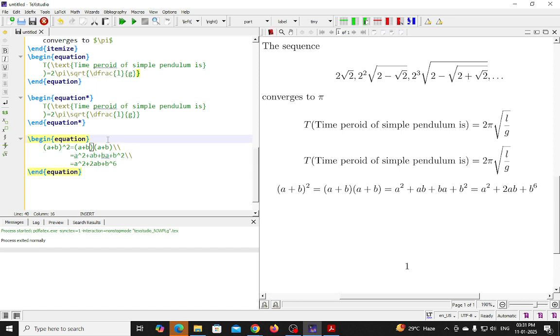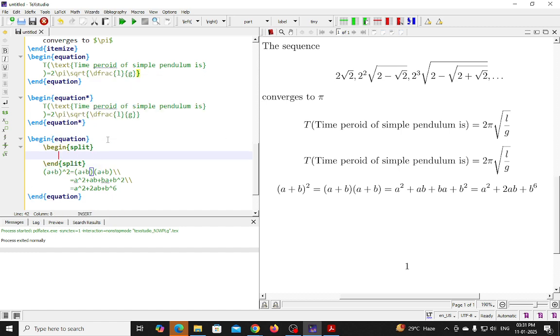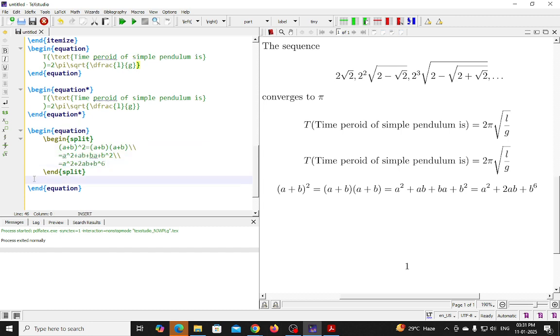But I need one line, and the second line below the first. So for that I will use one more command, begin split, because I have to split the equation, begin split, end split, and in between I will put the whole expression.